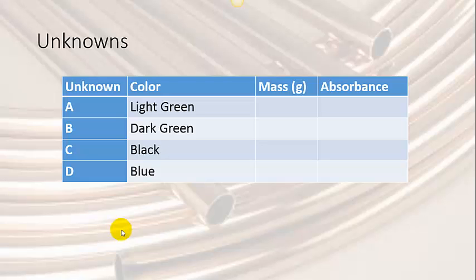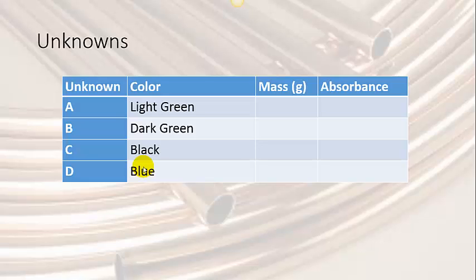Once you have the data for your standard plot, you need the data for your 4 unknowns. So you'll have 4 different copper compounds. You will measure a mass of each, and the mass is about 0.15 grams.